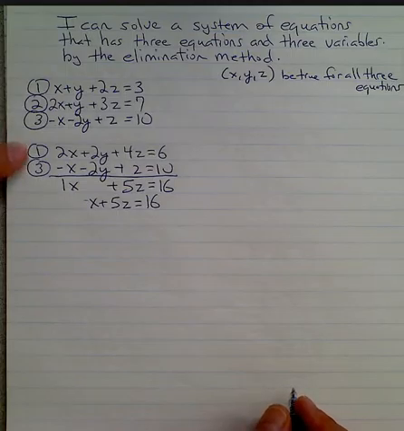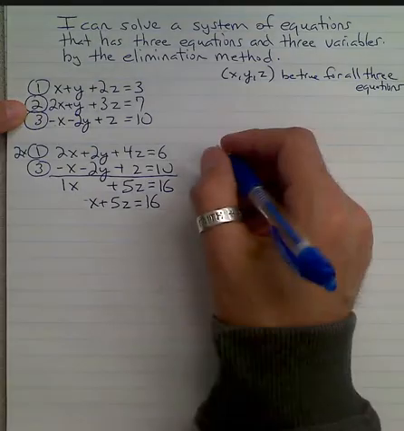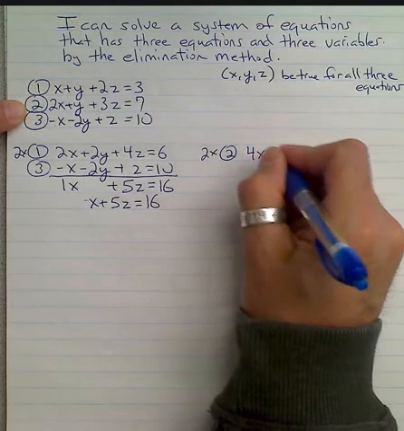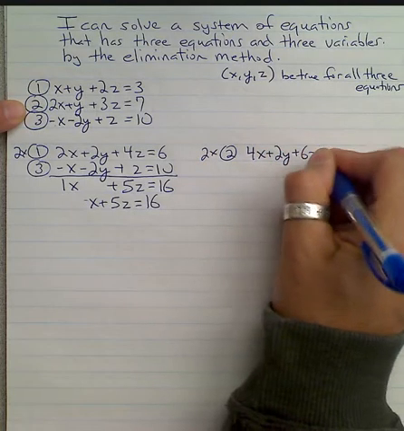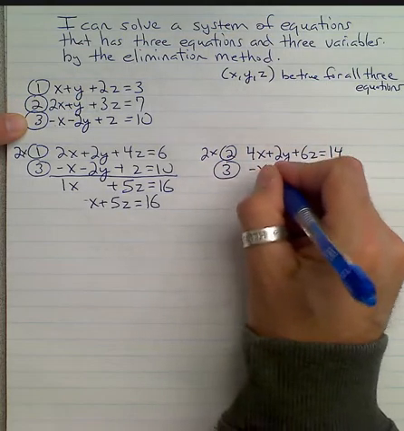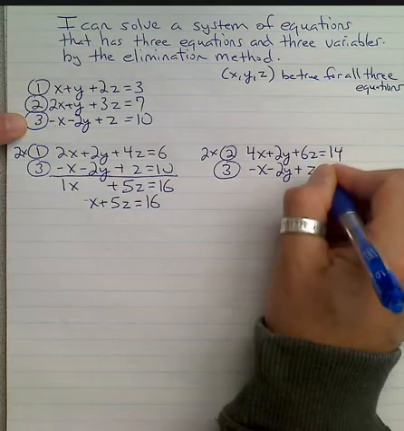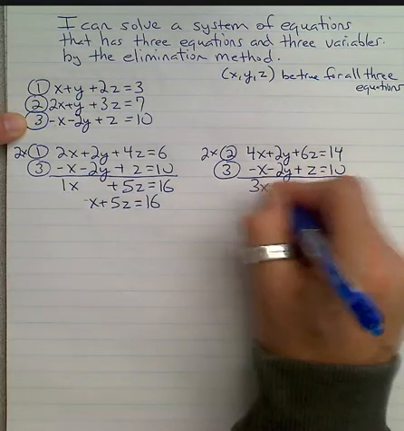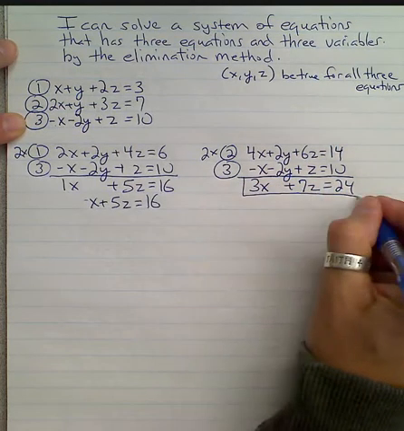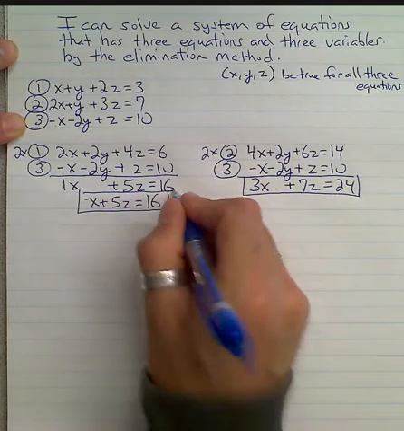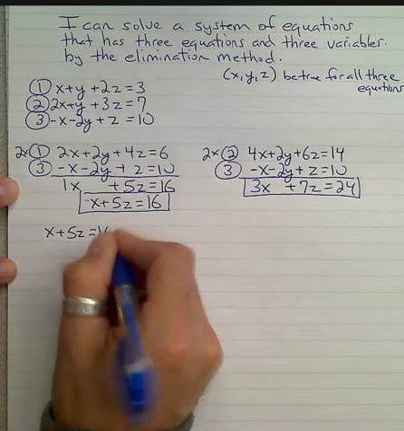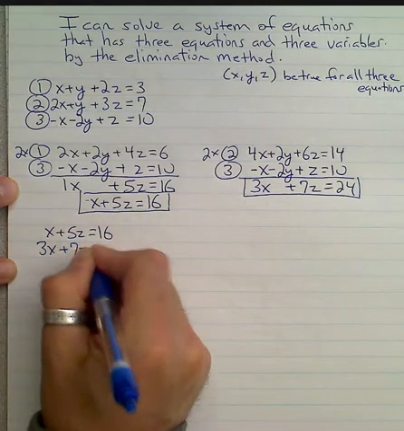So now I want to combine two equations to make the y disappear. It must be two different equations. So I'm going to take 2 times equation number 2 now, and I'm going to combine that with number 3. And I'll have 3x plus 7z equals 24. I have created two equations with two unknowns.